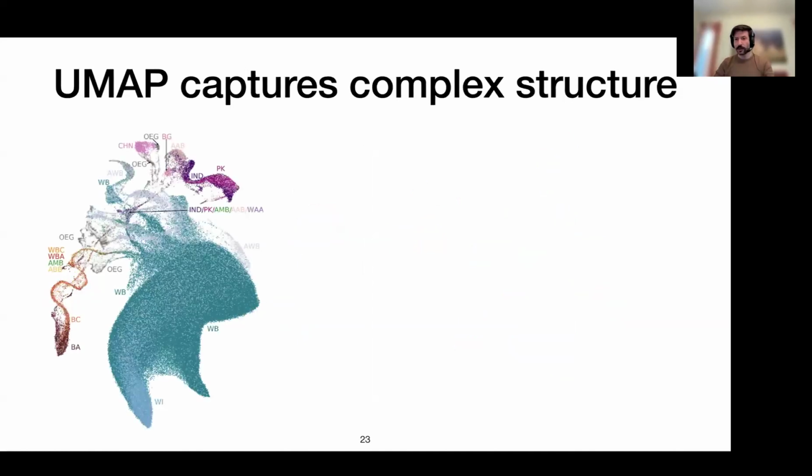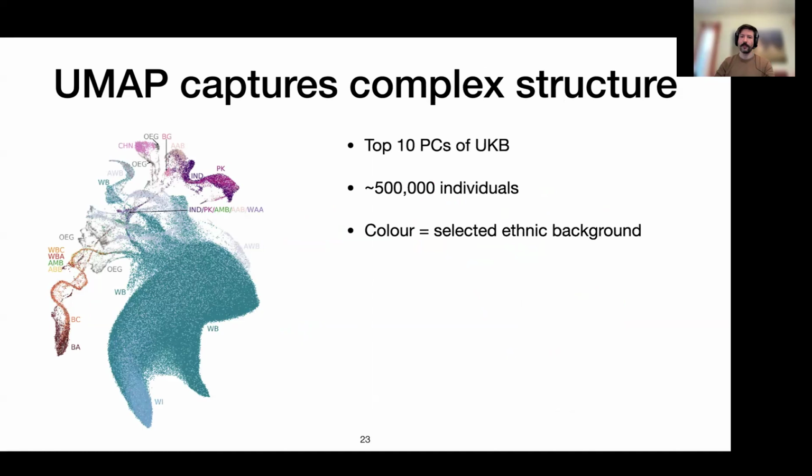Now, if you run it on a huge biobank like the UK Biobank, so 500,000 people, you get a figure that looks something like this. So, it's very rich in signal. The idea is I took the top 10 principal components of the UK Biobank. In this case, I chose to color them by the selected ethnic background, just to get some idea of what the composition of this biobank is in terms of the populations.